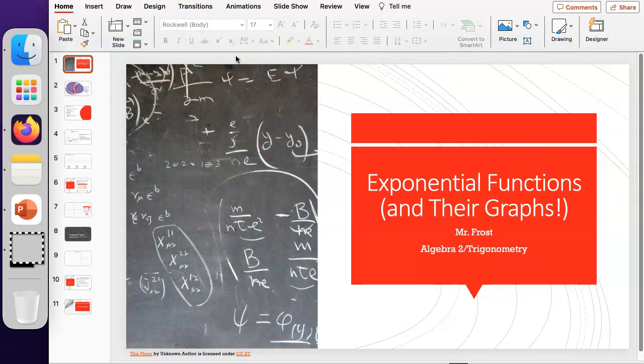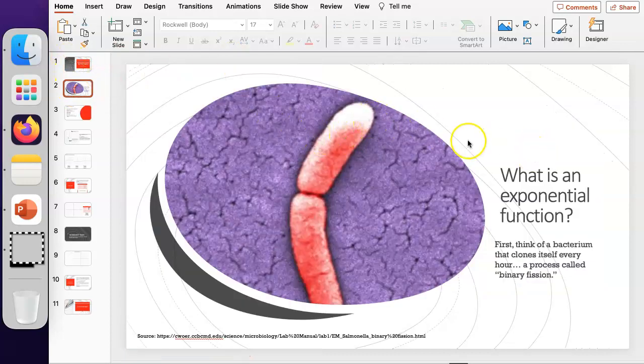So, kind of what exponential functions are, what they look like, how they behave, and also some real-life applications of exponential functions. That's what we're going to be looking at today. So, to get us started, I have a real-life situation here.